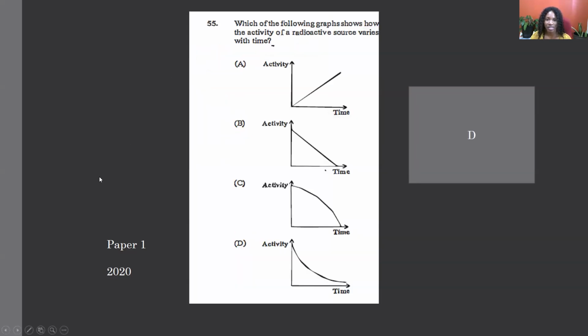All right, so it says, which of the following graphs shows how the variation... okay, this one is similar to the first one, and so the graph of radioactive decay is exponential decay. So notice here it says activity, which would be the difference between the first one, but the answer is still D, showing our exponential curve.